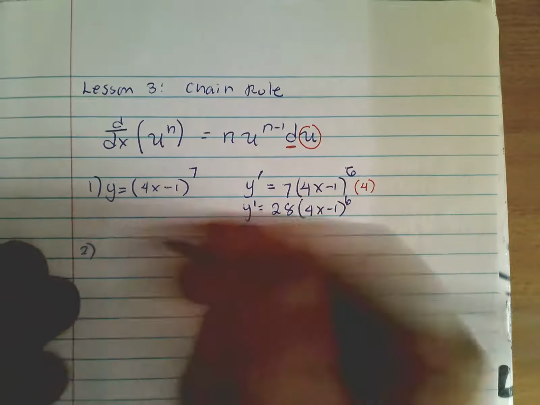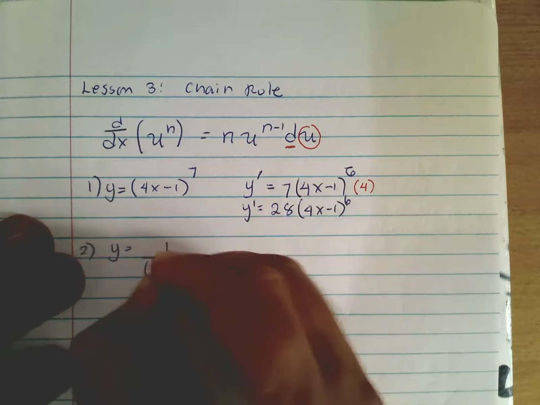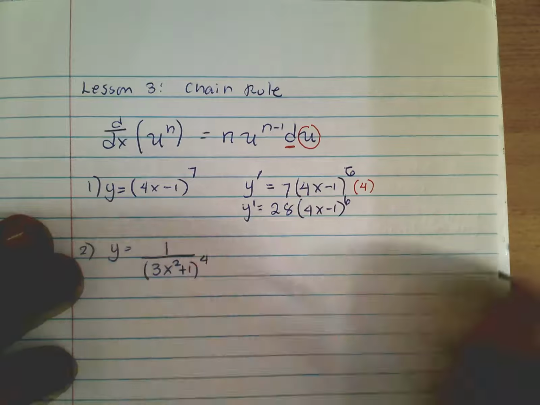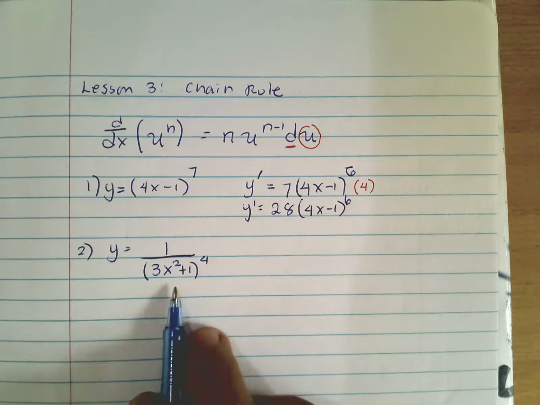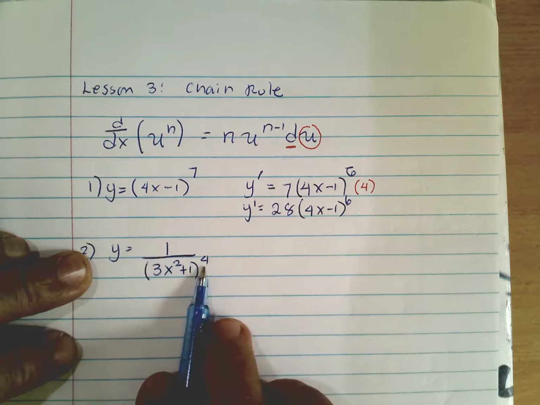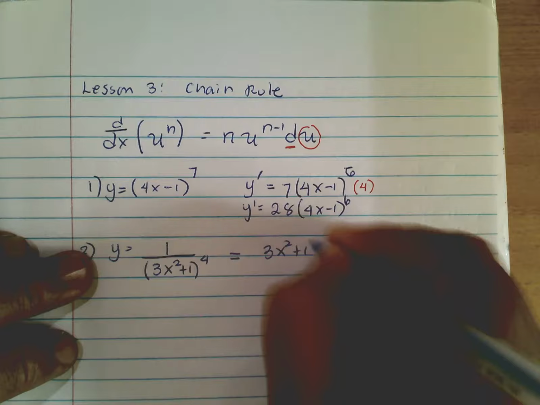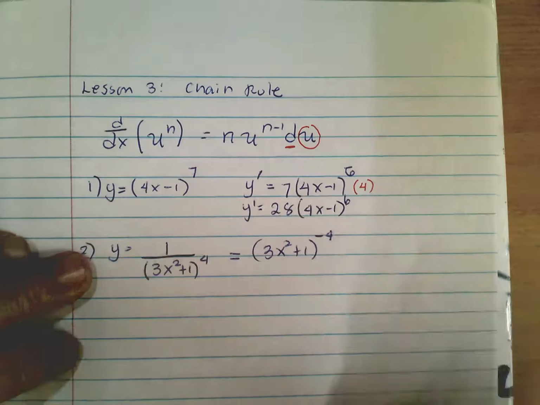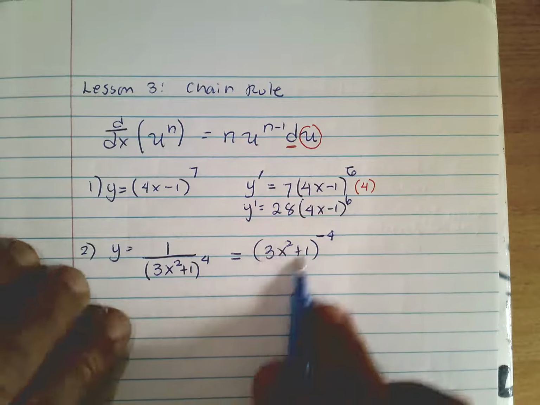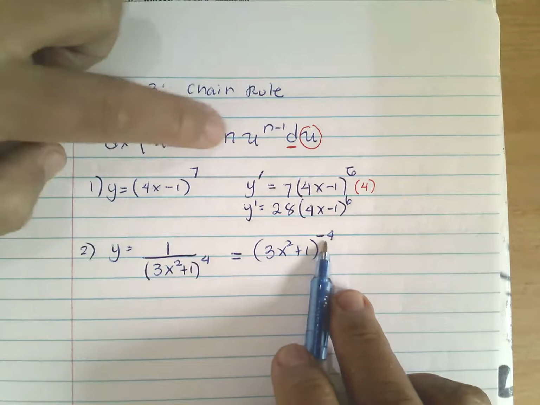Let's try to have an example number 2. Suppose my y is equal to 1 over 3x squared plus 1 raised to 4. So in this one, you need to rewrite this into the negative exponent. So you have this is the same as 3x squared plus 1 to the negative 4. Now we are ready to find the derivative. This is your u and negative 4 is your n. So according to this, it's n u to the n minus 1.